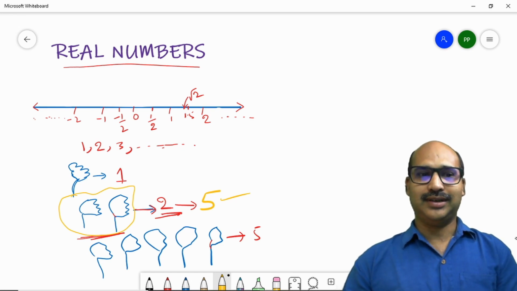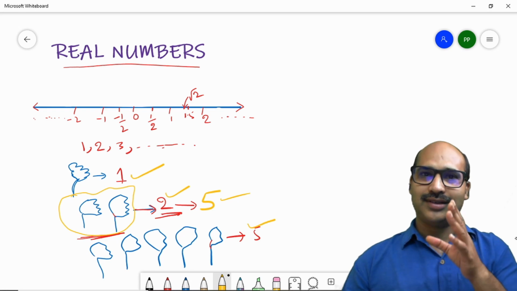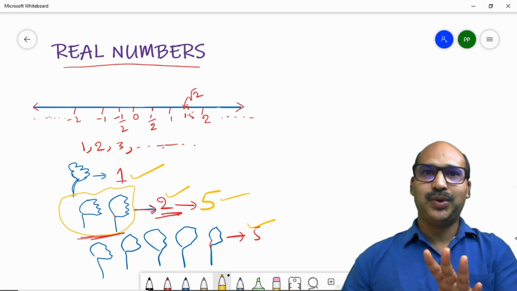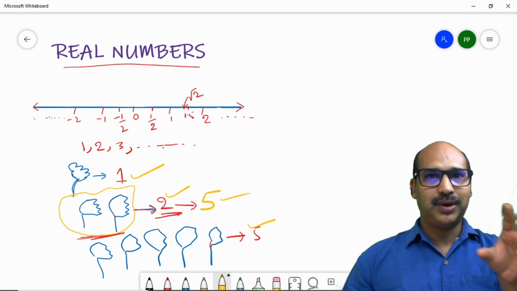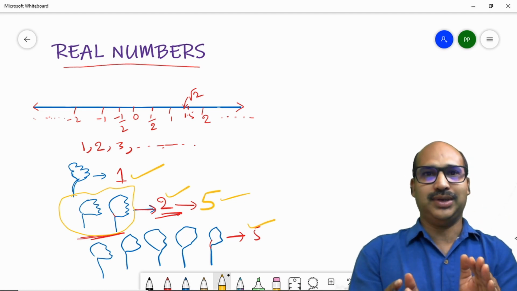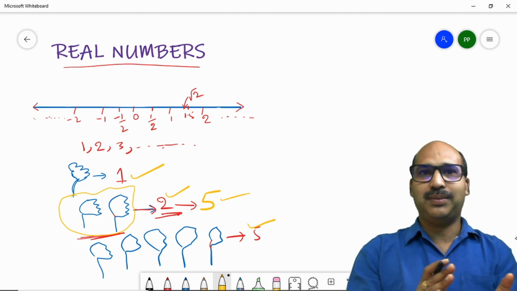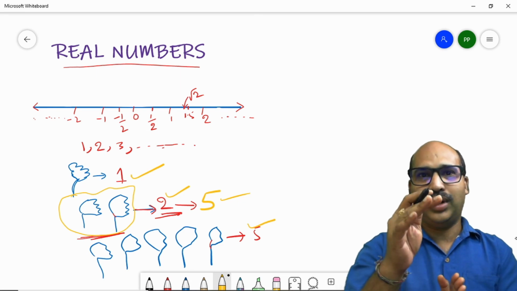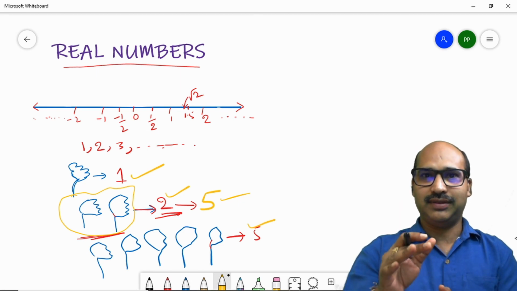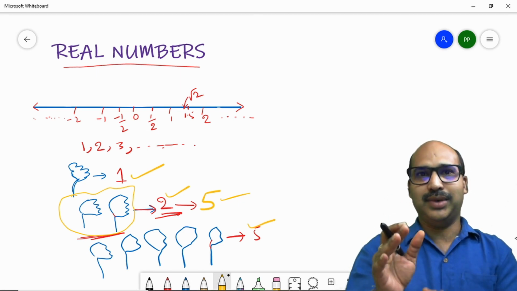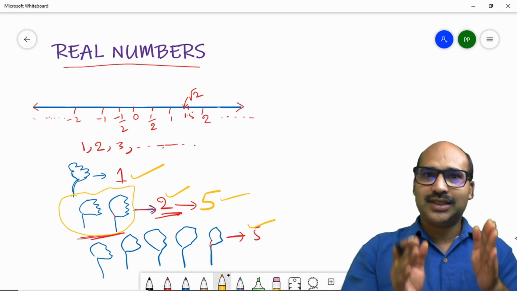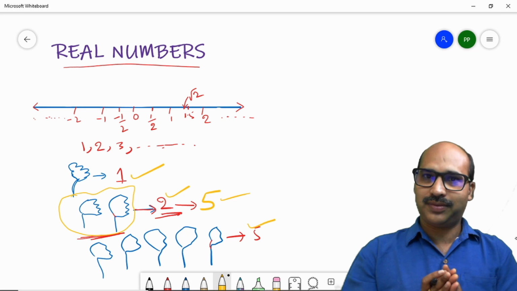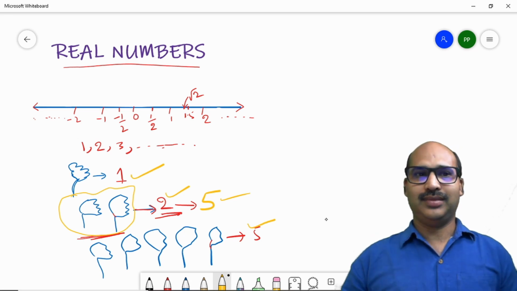These numbers are like this, 1 and 2, 5. These are the symbols which are mapped to a group of objects, or a particular set, you can say. So that set is mapped to that particular symbol. So 1, 2, 3, 4, 5, 6, 7, 8, 9, 0 are the symbols which are mapped to some group of objects. So these are the basic building blocks of mathematics.